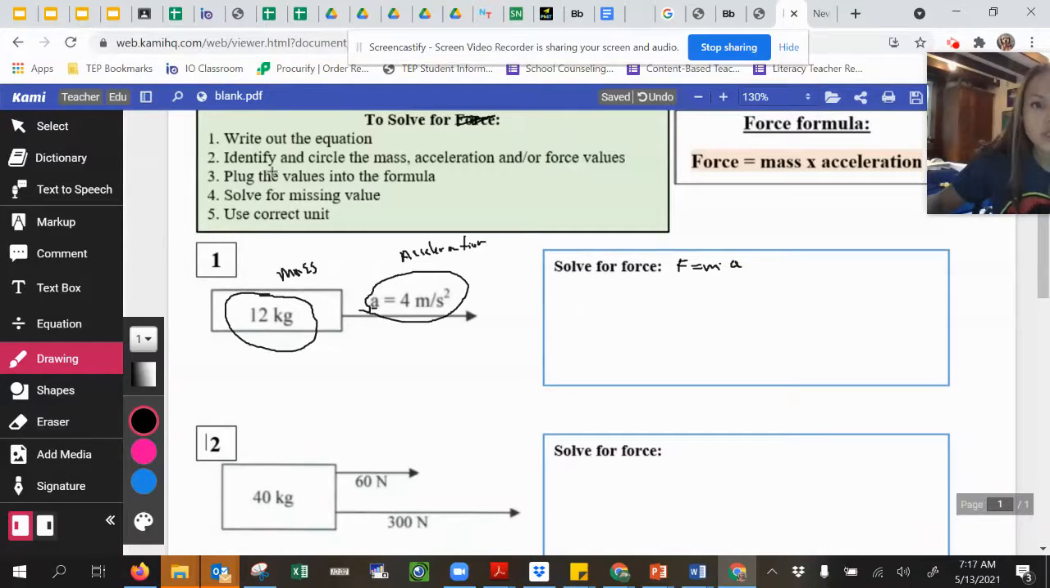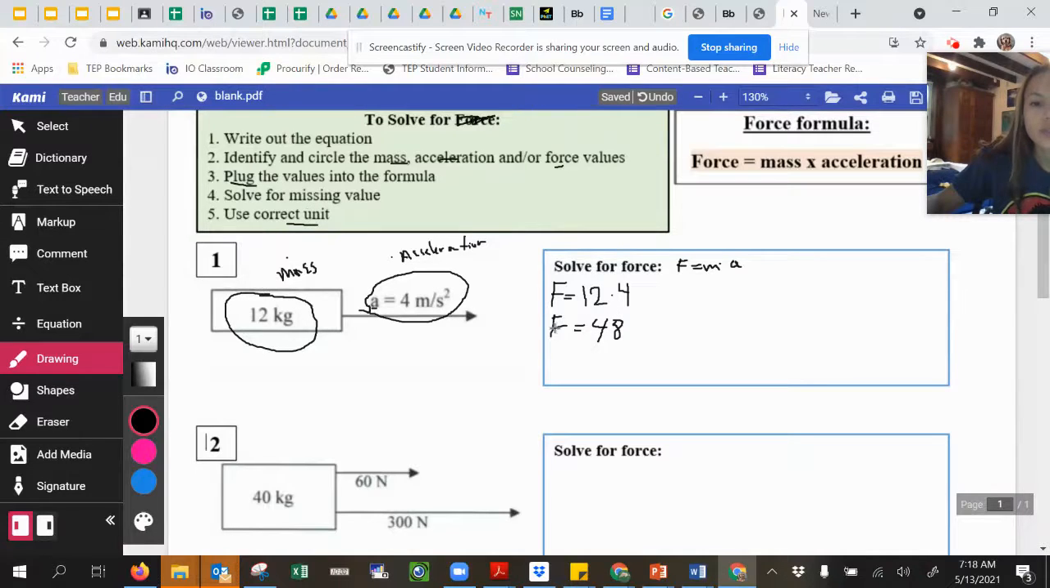Next, you identify and circle the mass, acceleration, and/or force. We've already identified the acceleration and the mass because we do not know the force. So we are solving for force. Now we're going to plug the values into the formula. Force equals our mass, which is 12, times our acceleration, which is 4. So now force equals 12 times 4, that is 48. Okay, we are solved with the numerical value.